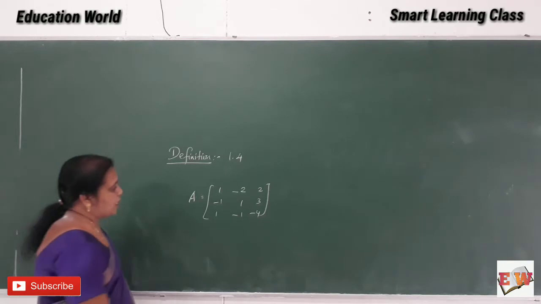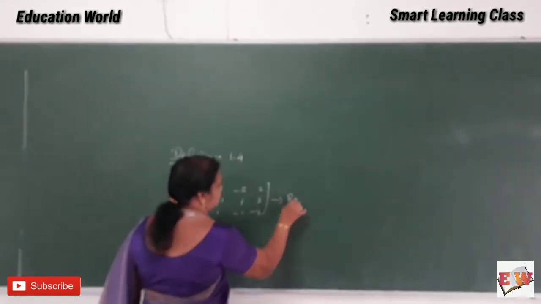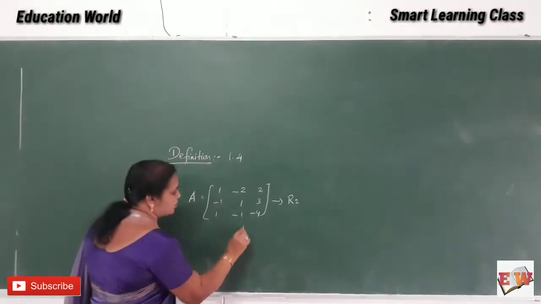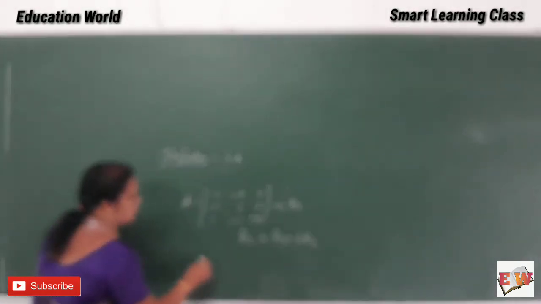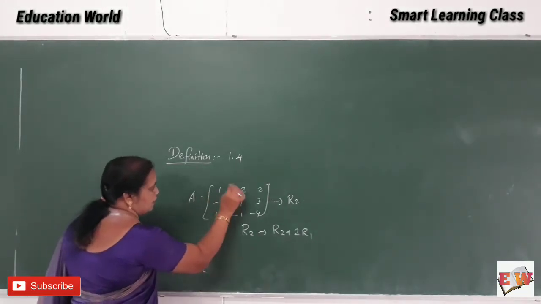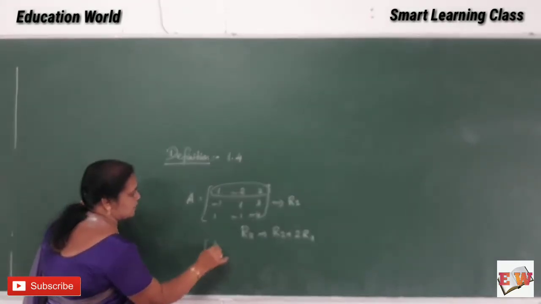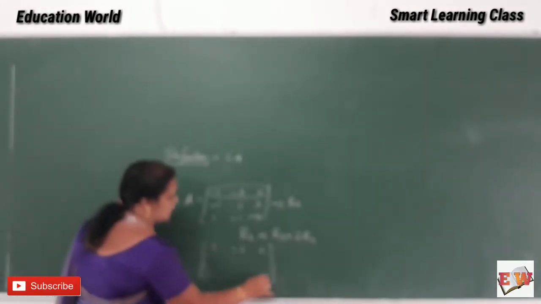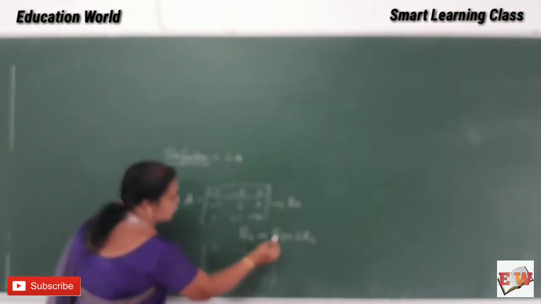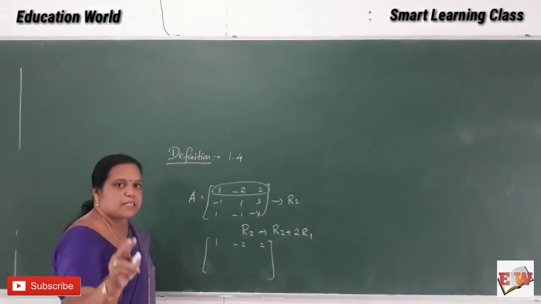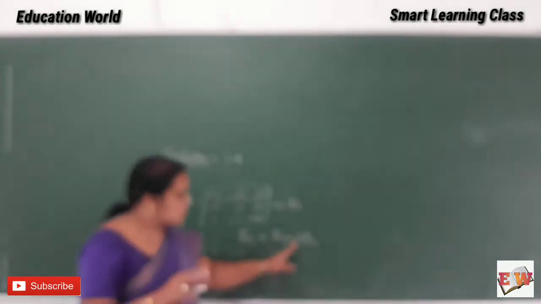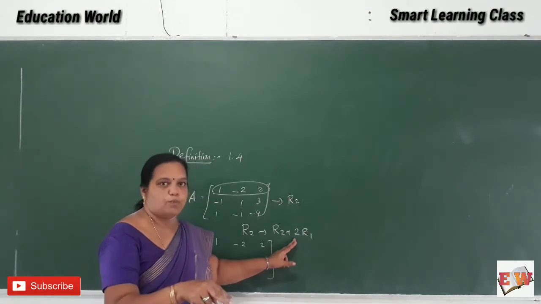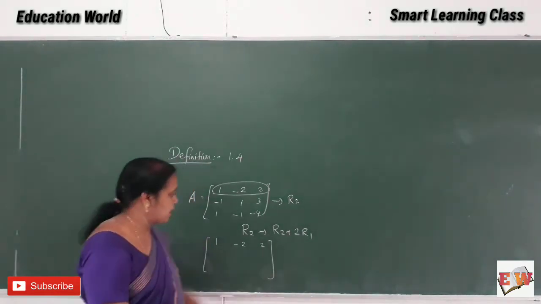Now I am going to change this R2. R2 implies R2 plus 2R1. Now what do we get? The first row we have to write as it is. Only the second row we are changing. R2 plus what we told: replacing a row of the matrix by the sum of that row with a scalar multiple of another row of the matrix. We told the same thing.